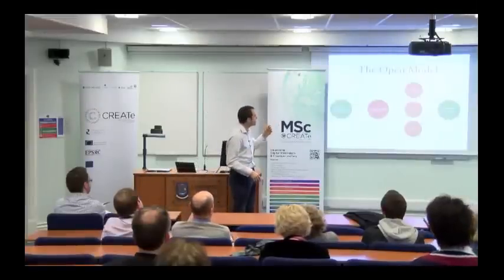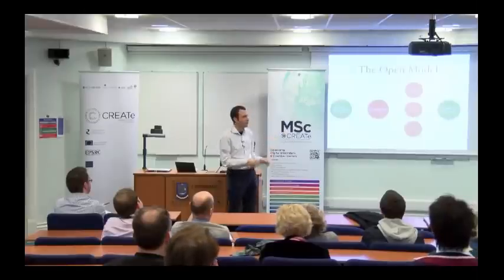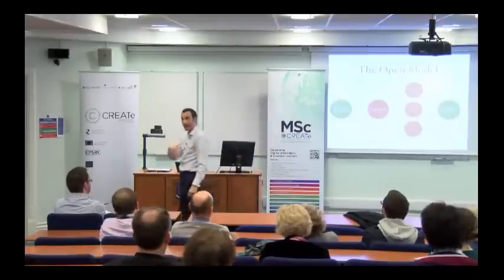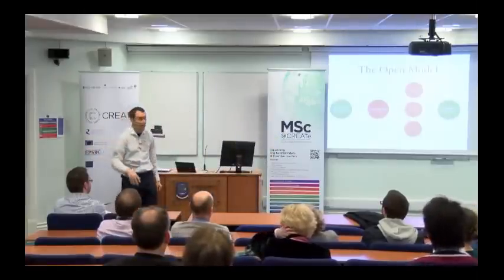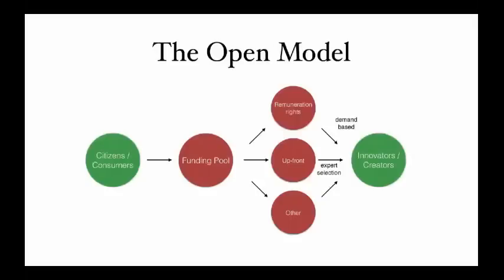So the basic point, going back to that model, is that there's a different way we can pay creators. The traditional model, with monopoly rights, is that they get these monopolies and they get to charge you. And I'm suggesting a different model, which is that we pay money into a funding pool. This is the basic model. We as citizens or consumers pay into some funding pool. I'll talk about how we do that in a moment. That money gets allocated to creators in several different interesting ways.